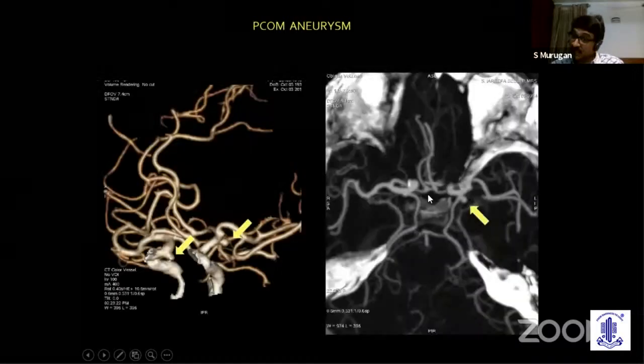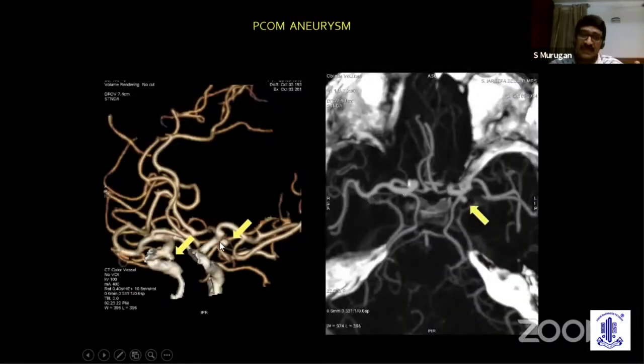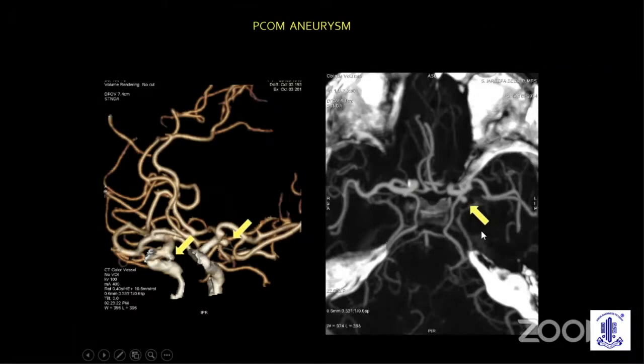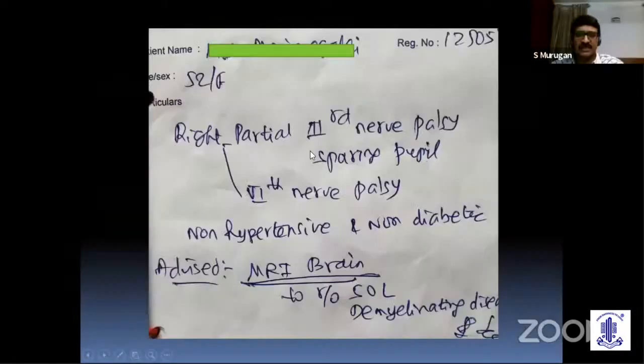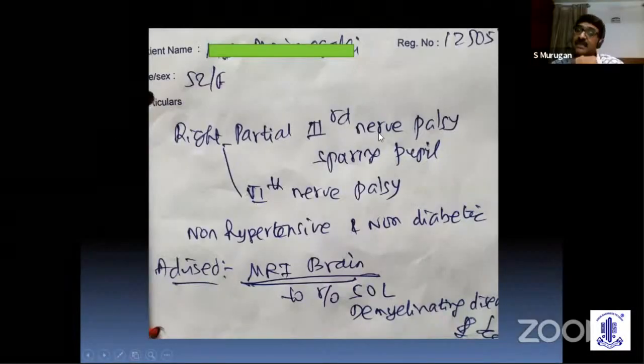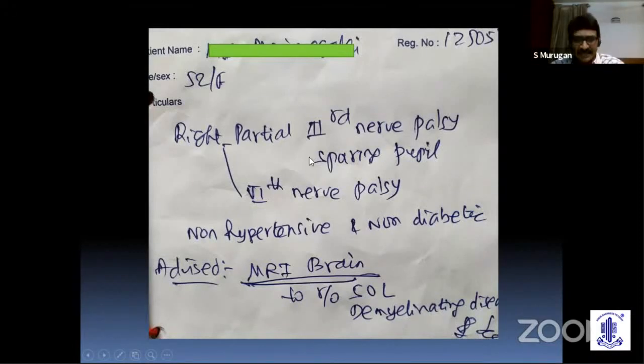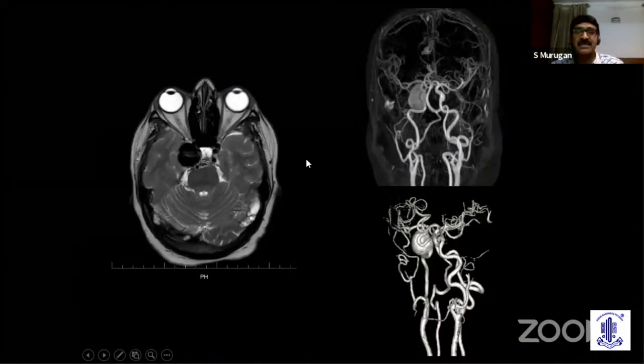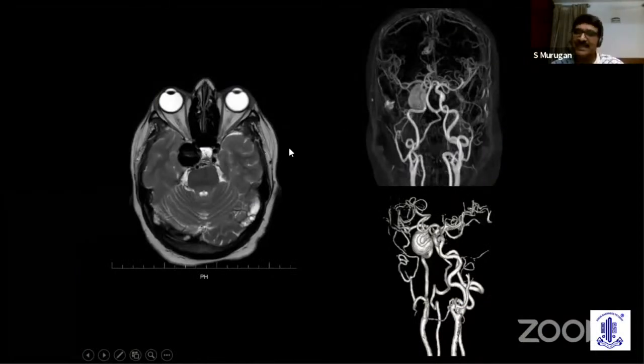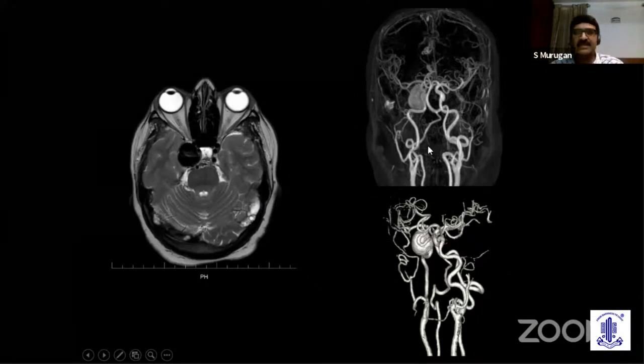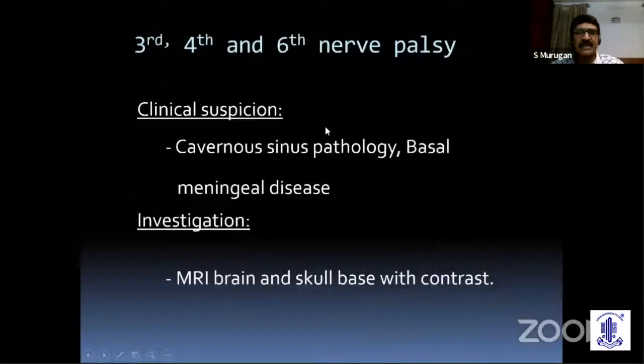Of course, it is better seen with CT angiogram that gives a lot of bony detail. One minute left. But then MRI should be the first choice. Another patient, somebody was asking whether pupil sparing can be seen. Yes, but if it is associated with sixth nerve palsy, yes, this patient had sixth nerve palsy. You can see that there's a large, giant aneurysm. They don't bleed. They present more with mass effect. MR angiogram shows it very clearly.